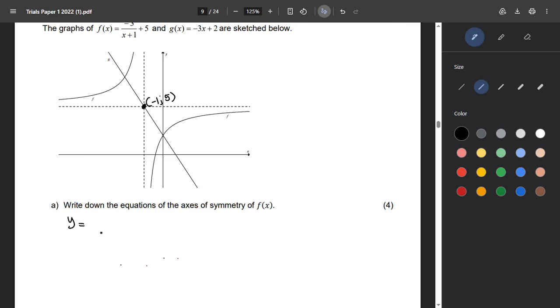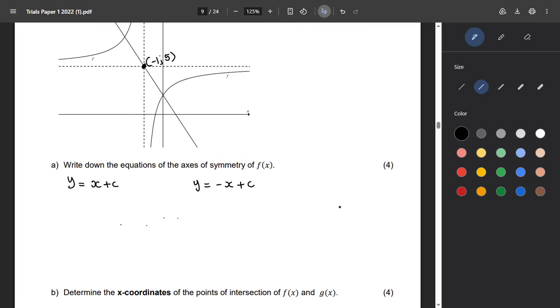The one with the positive gradient will be like this, y = x + c, and the one with the negative gradient will be y = -x + c. There are many methods that you can use to find this, but I'll recommend this method because it's easy, according to me. I don't know which method you prefer, but I'll only show you one method. This is -5, this is your x, this is your y. So you just have to find c for both of these equations.